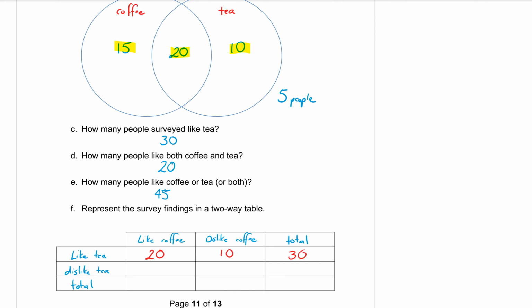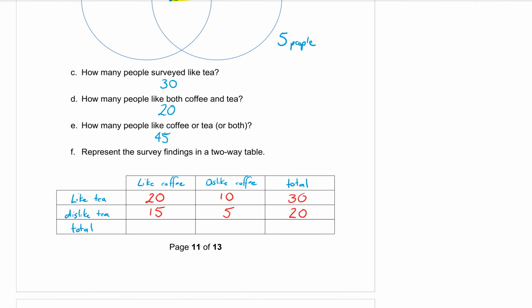Then we want likes coffee but dislikes tea. So dislikes the coffee but no tea would be 15 people. Dislikes coffee and dislikes tea is the people that don't like either at the side here, the 5. If I go 15 plus 5, I find this total here is 20. Then I can add vertically 20 plus 15 makes 35. And 10 plus 5 makes 15.